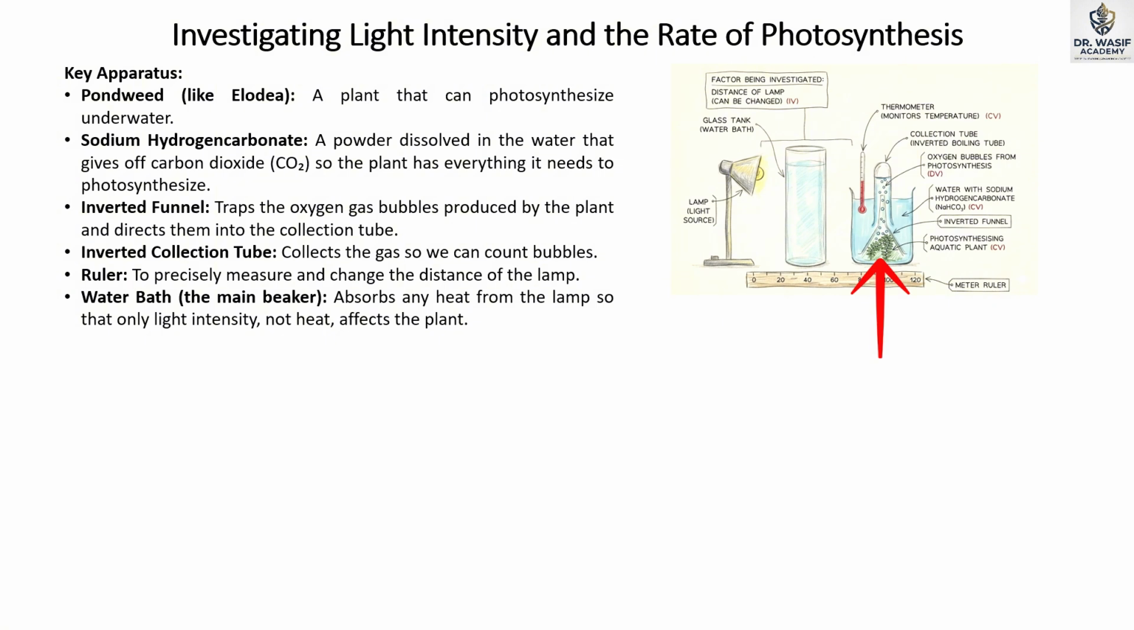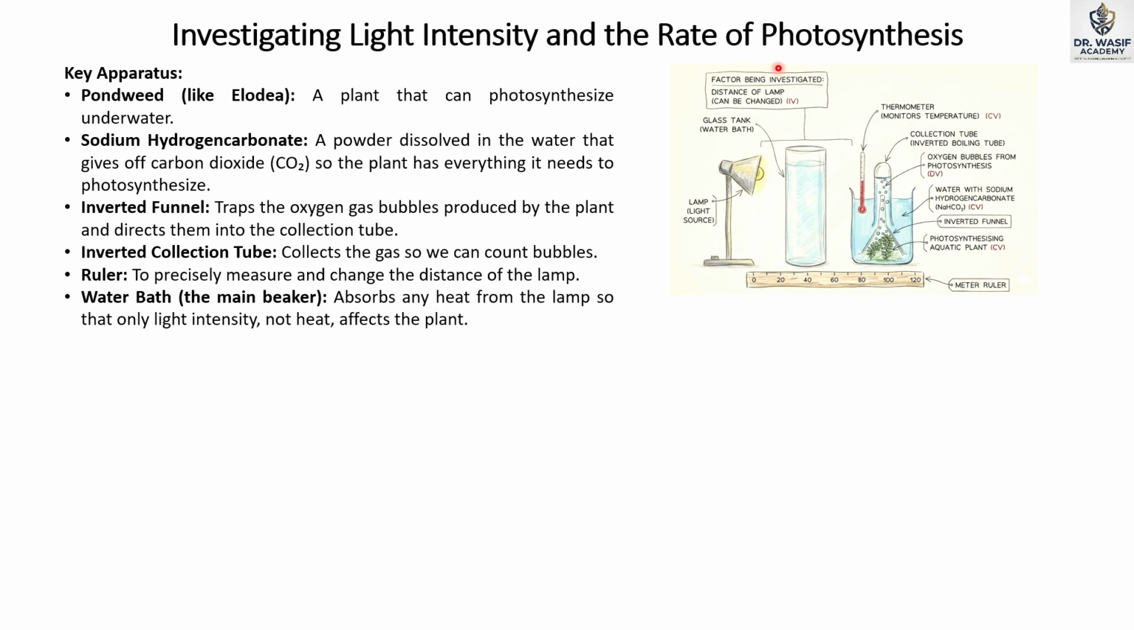We then place an inverted funnel. You can see an inverted funnel here. We place an inverted funnel over the weed to trap the oxygen bubbles and direct them into a collection tube. To keep the test fair, we use a water bath as a heat shield to absorb the warmth of the lamp. This is the solution here. You can see this is a water bath, like a heat shield which can absorb the warmth from the lamp, and a ruler to measure our distance exactly.